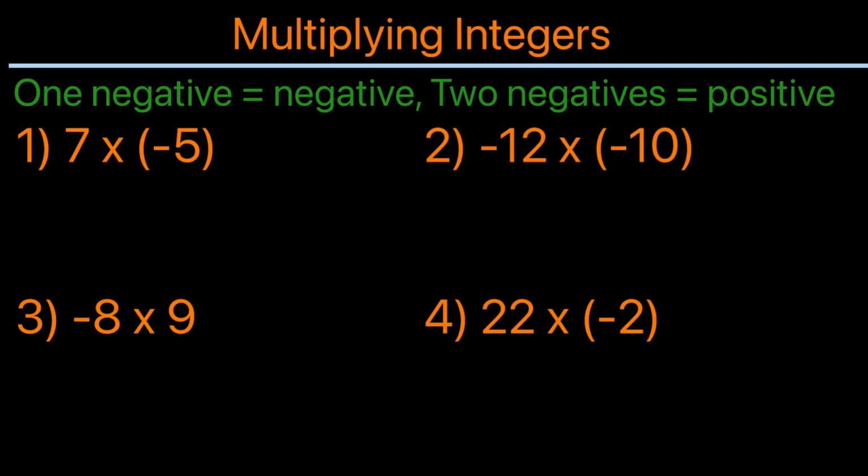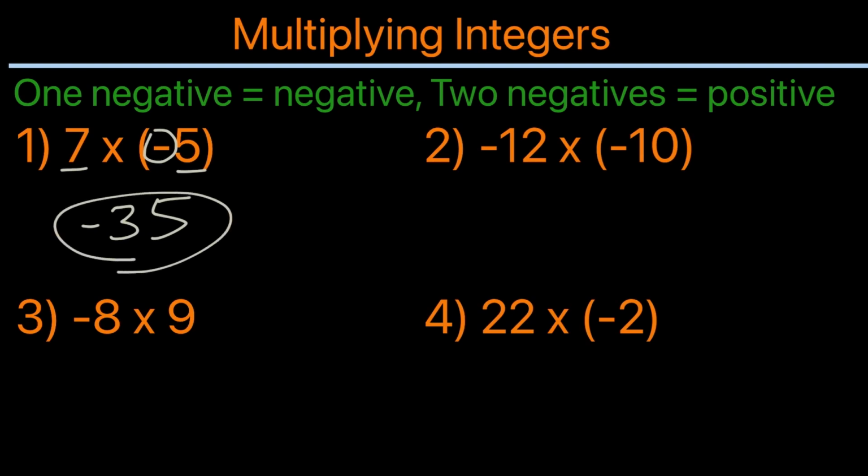For the first example, we have 7 times negative 5. So we can see the negative here. If we were to multiply 7 by 5, we would have 35. Now since this is a negative number, so one negative number in the multiplication means that the answer will be negative. So the answer will be changed to negative 35.